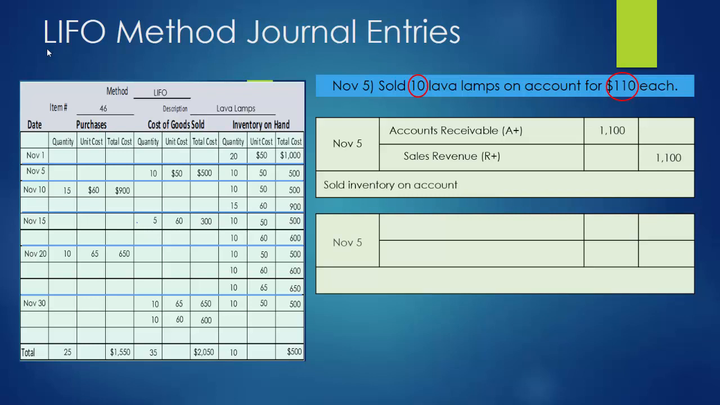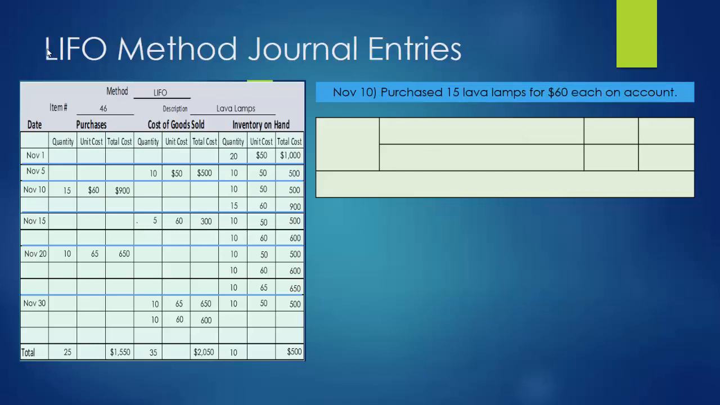On November 5th, we're going to record the expense for this by debiting cost of goods sold and going to our perpetual inventory record to see what we recorded as a total cost for our November 5th sale, and it was $500. We're going to credit merchandise inventory for that same amount to reduce the inventory we have on our books because we sold some of it, and we recorded COGS on sale.